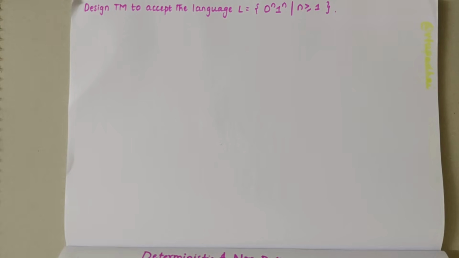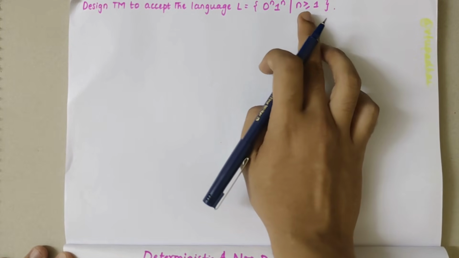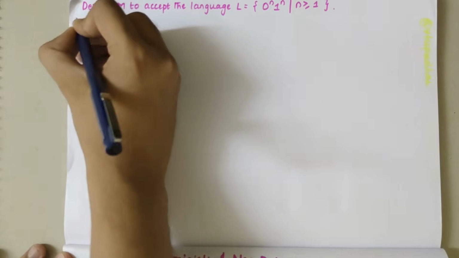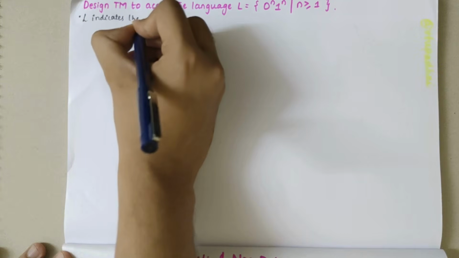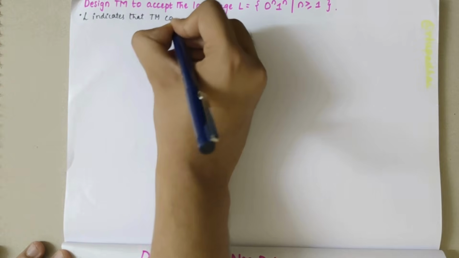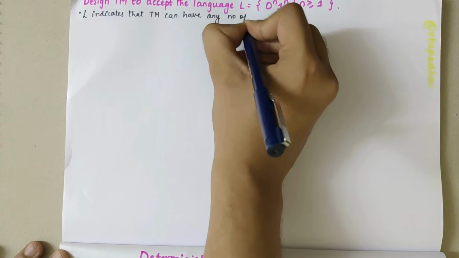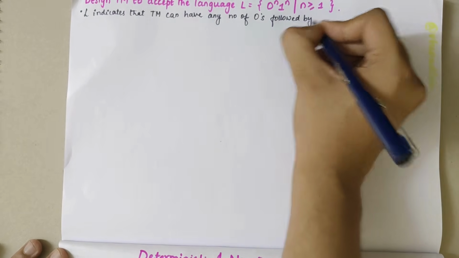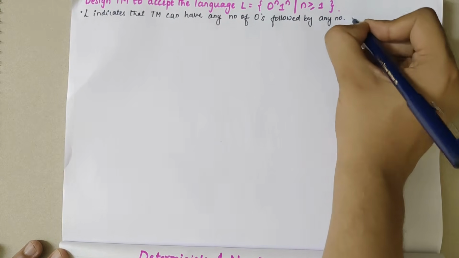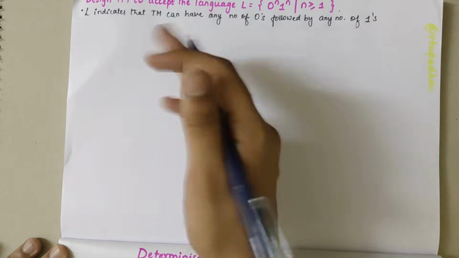In this video, we'll be looking into designing a Turing machine to accept the given language. Here it is 0 power n and 1 power n, where n should be equal to or greater than 1. So here, L indicates that the Turing machine can have any number of zeros followed by any number of ones, but the number of zeros and number of ones should be equal, right?